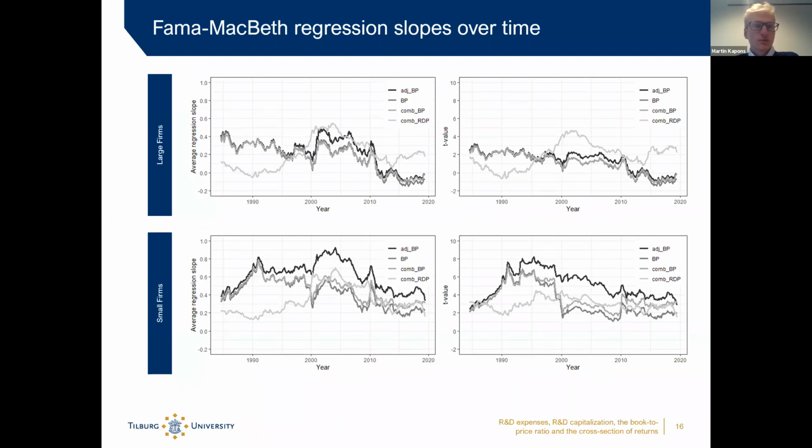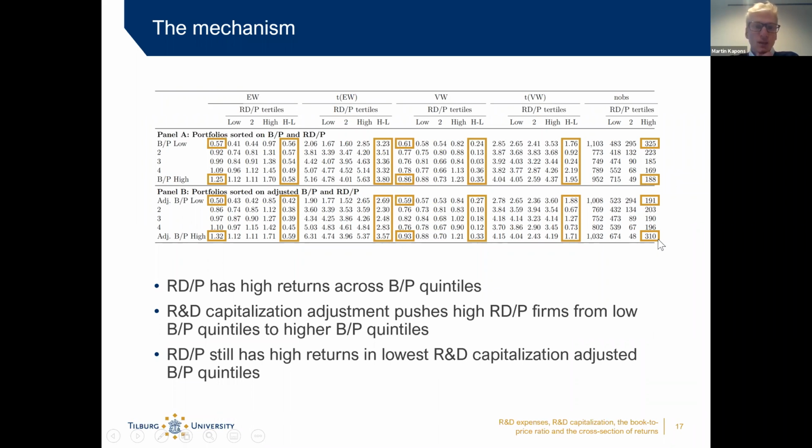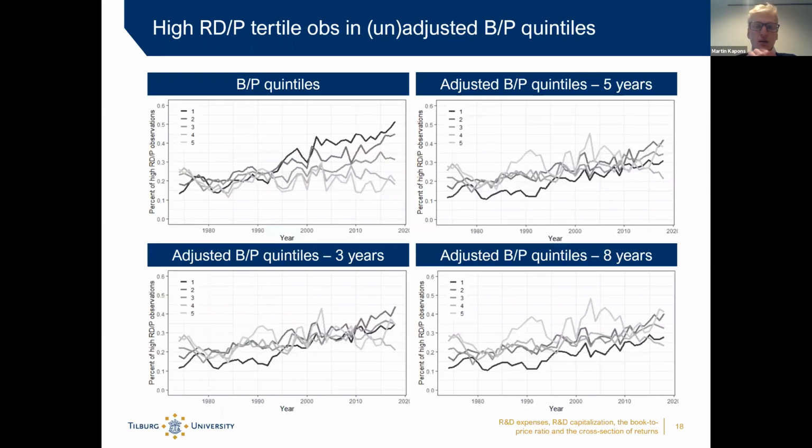Now, I also form portfolio sorts in which I show that the R&D capitalization pushes high R&D to price ratios from low book to price quintiles to higher book to price quintiles, but given the sake of time, I will skip over that. The important message here is that, if I report that over time, the high R&D to price portfolios, even if you have a useful life of 8 years across all sample years, you cannot get rid of all high R&D to price firms in the low adjusted book to price quintile.